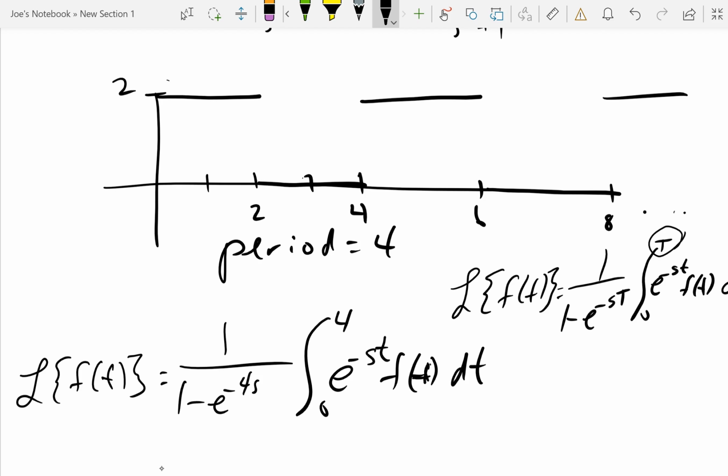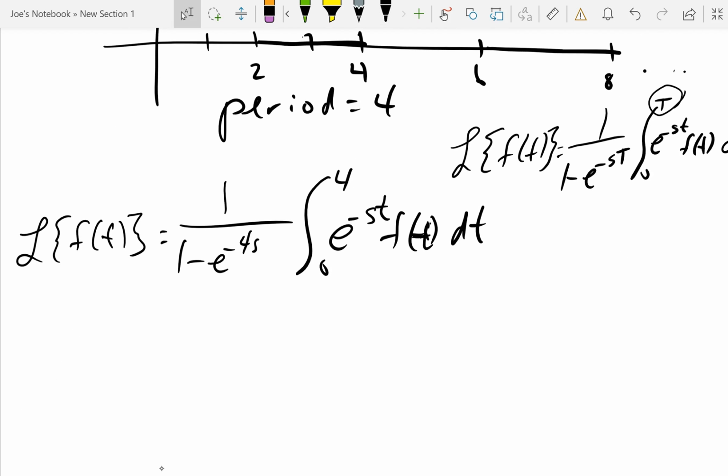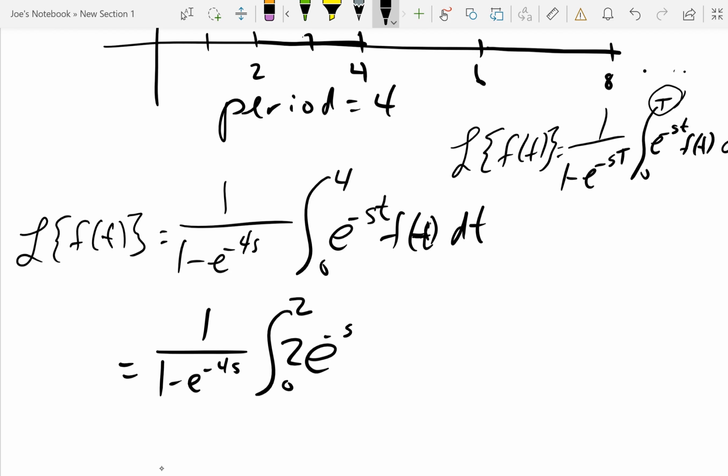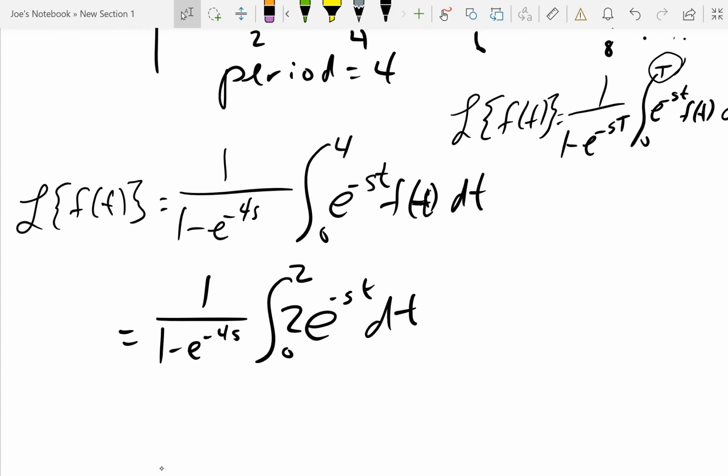Well, notice that from 2 to 4, the function's 0. So really, all we get here is 1 over 1 minus e to the negative 4s, integral from 0 to 2 of 2e to the minus st dt. Again, we don't need to worry about from 2 to 4 because from 2 to 4 the function is 0, and from 0 to 2 the function is 2. So that makes our life much simpler from an integration standpoint.